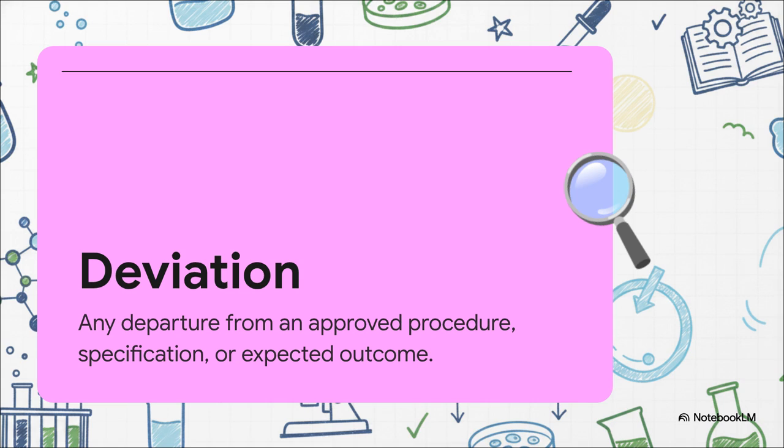First, we need to know what a breach actually is. We call it a deviation, any departure from an approved procedure, specification, or expected outcome. And listen, a deviation isn't just an administrative typo. It triggers an immediate, highly formal investigation to pinpoint the root cause, figure out the scope of the problem, and deeply assess the impact on product safety.